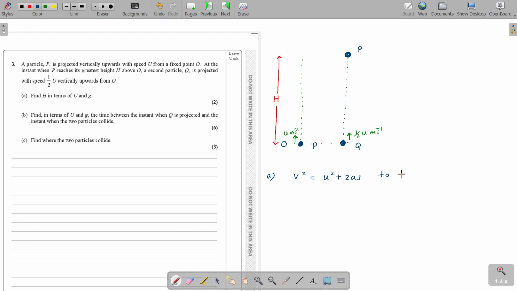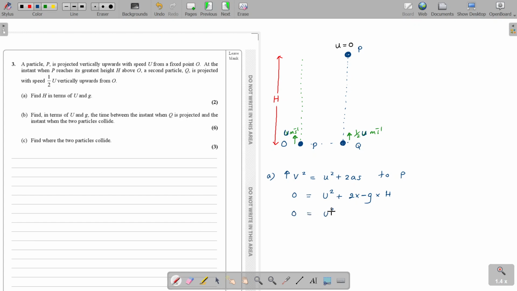For particle P, V is the final velocity. When P reaches the highest point, what's the speed? It is 0. When particle P reaches the greatest height, V is 0, so V square is 0. The starting speed was given as capital U, so this should be capital U square plus 2 into, I will use upwards as positive, so this is going to be negative g, because gravitational acceleration is downward. Displacement is capital H. Do you agree?